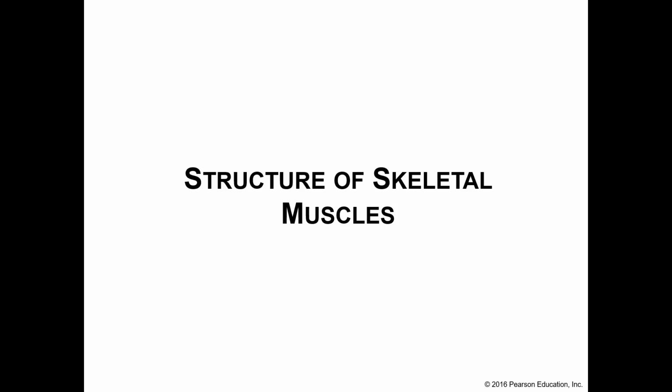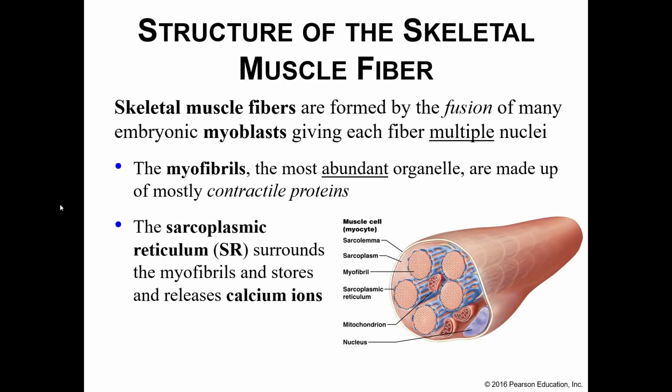In this recording, we will discuss the structure of skeletal muscles. Skeletal muscle fibers are formed by the fusion of many embryonic myoblasts. This is how we end up with skeletal muscle fibers that have multiple nuclei. The myofibrils within the myocyte, or the muscle fiber cell, are the most abundant organelles within these cells, and this is how we get the contraction. Remember, these myofibrils are really where your contractile proteins are.